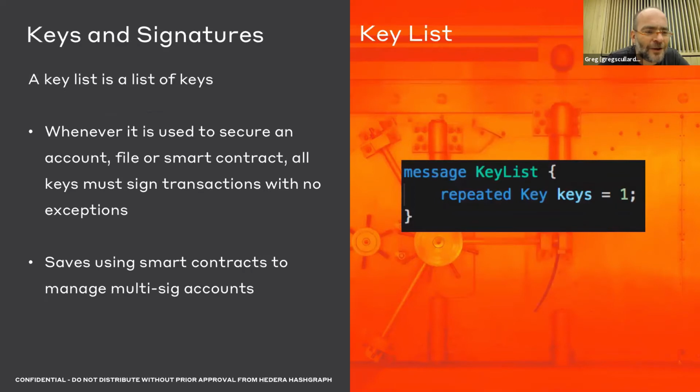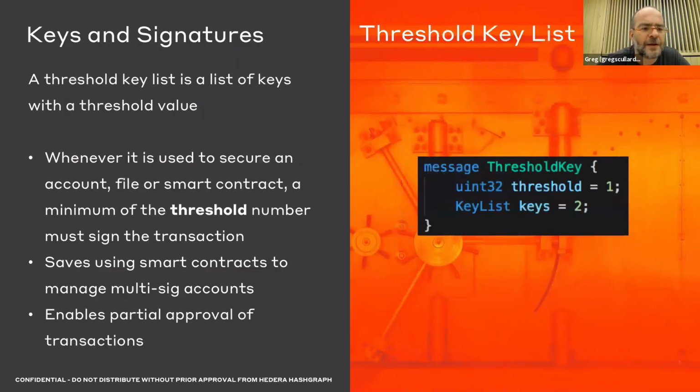The key list is a list of keys, can be used to secure an account, a file, or a smart contract. All keys must sign transactions with no exception. So you can see the protobuf message here, which is a repeated key. And we don't have to use smart contracts for multi-sig. A threshold list or a threshold key is just like a key list, but we have this additional threshold. So it would be 2 for 3 or 2 out of 3. And this enables partial approval of transactions.